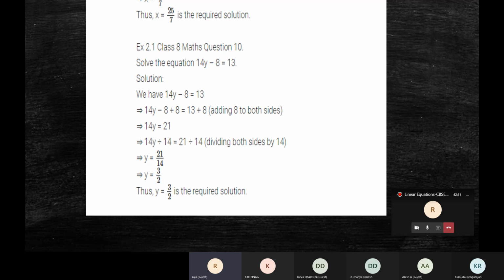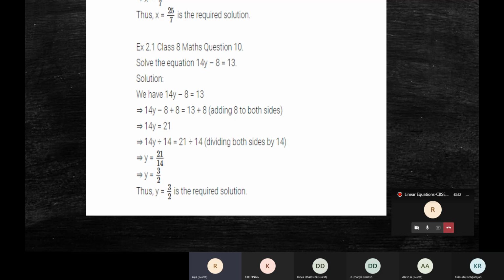After that, if we add 13 plus 8, ma'am? What is the value of minus 8 plus 8? Minus 8 plus 8 is equal to 0, ma'am. Okay. And when we add 13 to 8, it becomes 21. Very good. So the equation has become 14y is equal to 21. Now what is present with the variable? Now we have to remove the number 14 from y.